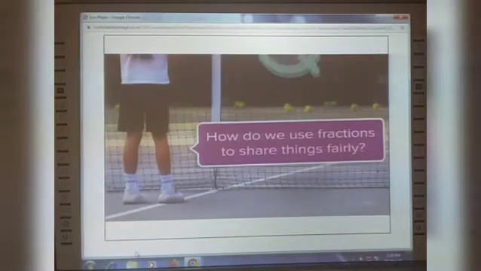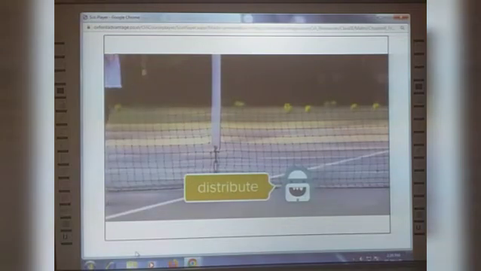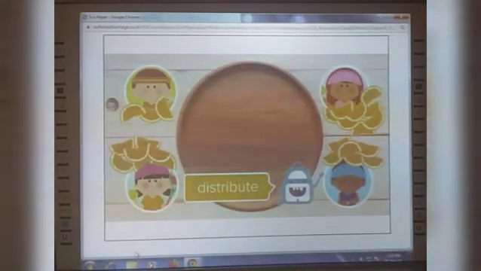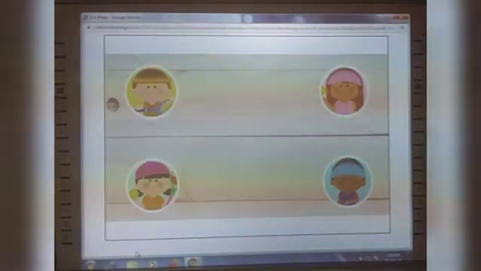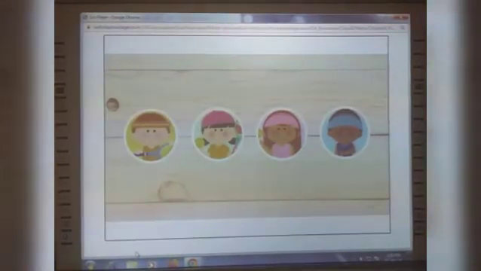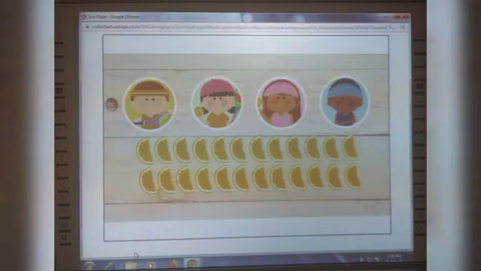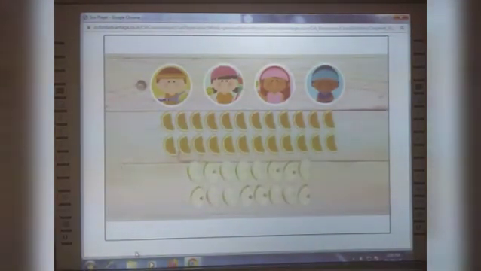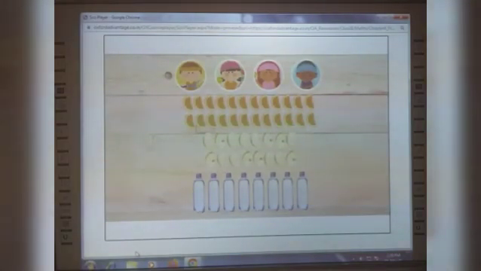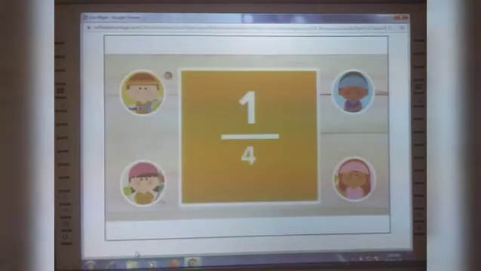We often use fractions and simple division to help us figure out how to distribute things fairly, such as these oranges. Let's see how this works. There are 4 people playing tennis. Altogether, we have 24 orange slices, 16 apple slices, and 8 bottles of water. To make it fair, each player has to receive 1 quarter of these items.